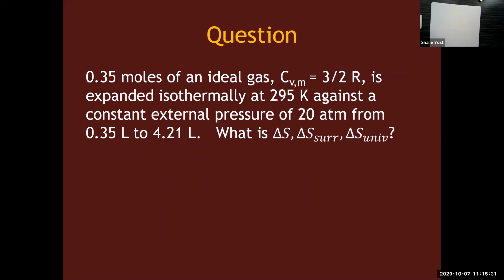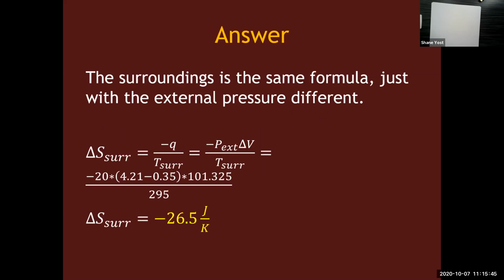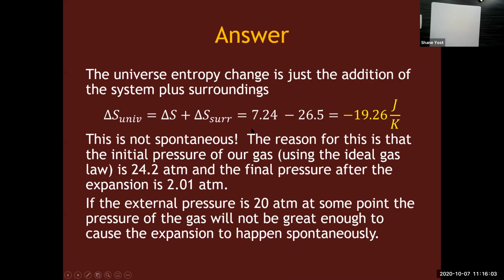Now, we need to calculate the entropy change in the surroundings. Okay. And so how do I get the entropy change in the surroundings? Right, yeah, minus P external delta V. Right now, the external pressure is 20 atmospheres. So plug that in. And the entropy change in the surroundings is now minus 26.5 joules per Kelvin. Okay. So the entropy change in the universe is now that positive 7.24 joules per Kelvin minus 26.5 joules per Kelvin, which gives us a total of negative 19.26 joules per Kelvin.